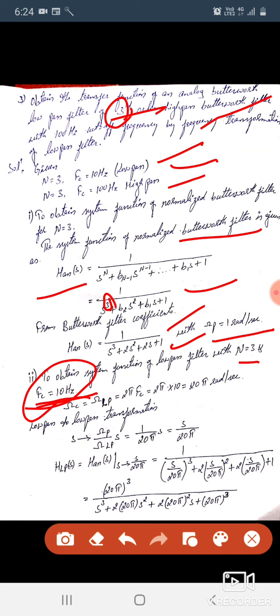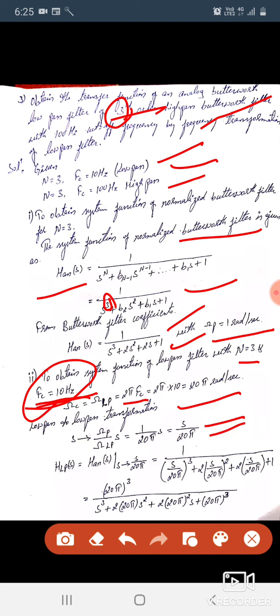Then omega c is equal to omega LP, the low pass filter, that is going to be 2 pi f. We know this equation. That is equal to 2 pi into 10, that is equal to 20 pi radians per second. Next, for low pass to low pass conversion, S is going to be omega p divided by omega LP of S, that is 1 divided by 20 pi into S. If I solve, you will be getting S divided by 20 pi.